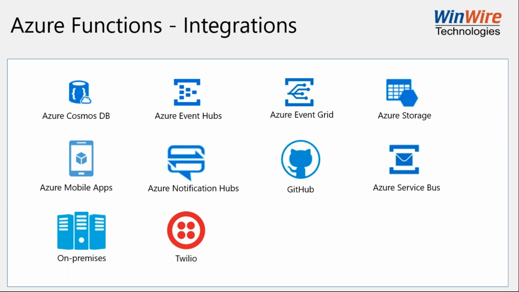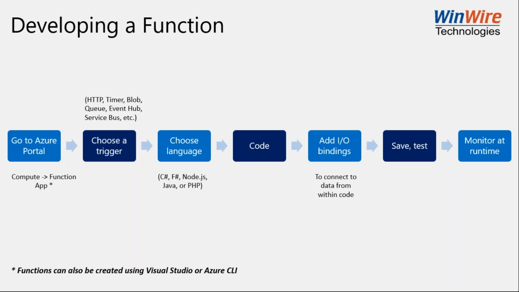So let me actually go straight there. This is what you would do if you have to develop a function, right? You could develop a function in 3 different ways. You could either go to the Azure portal, I will show you that in a few minutes. Or you can go to Visual Studio and code a function and deploy it to Azure, or you can use the Azure CLI for doing the same.